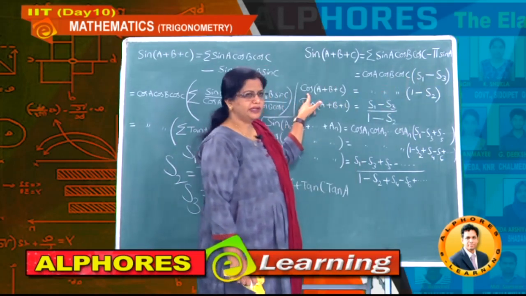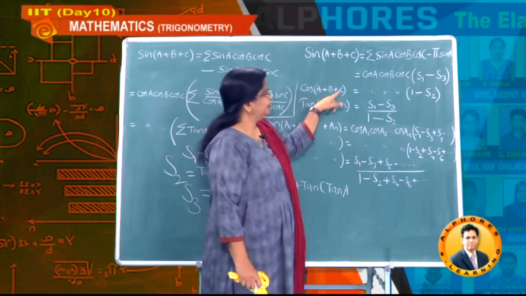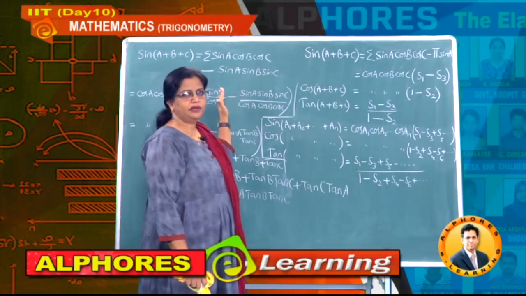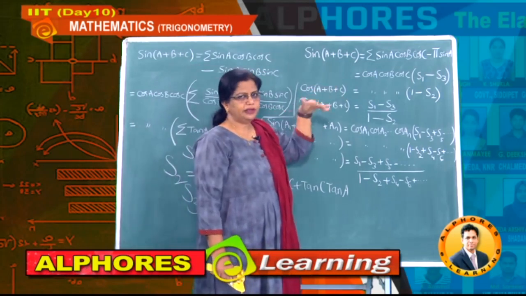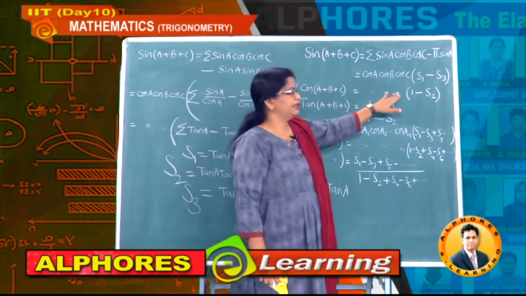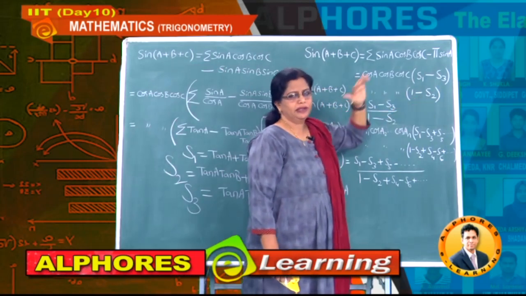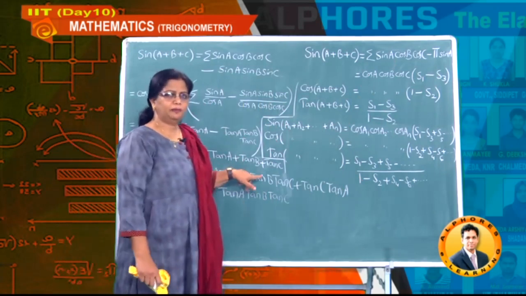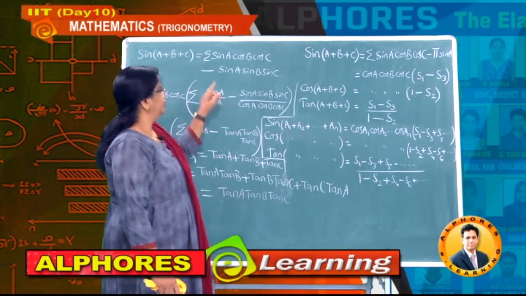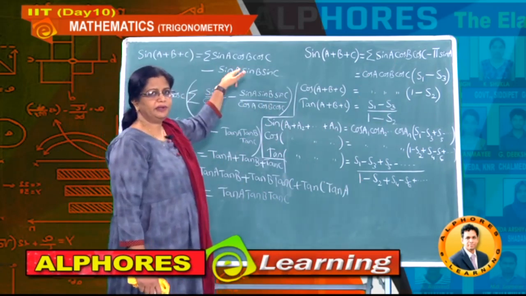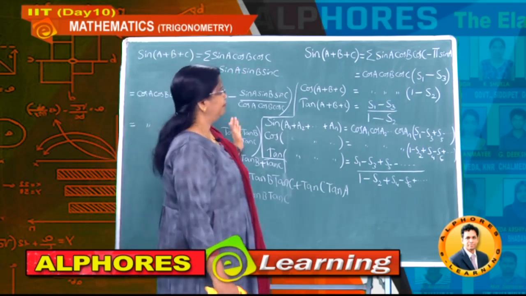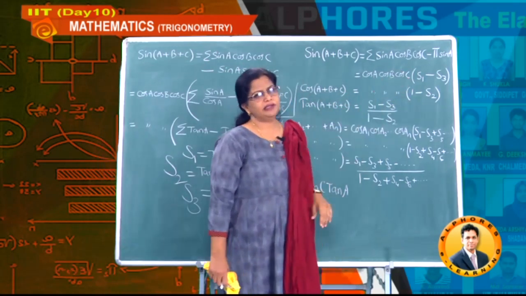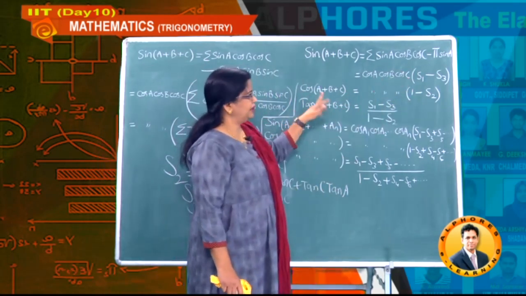And next one, cos of A plus B plus C, what is the value? Same product, just as we did here by taking cos A cos B cos C common, here also we proceed in the same way. By taking cos A cos B cos C common, you got 1 minus S2. What is that S2 on 3 angles? It is tan A tan B plus tan B tan C plus tan C tan A, because we observed this formula yesterday for cos of A plus B plus C. From that we took cos A cos B cos C common, and thereby you got this value as 1 minus S2.